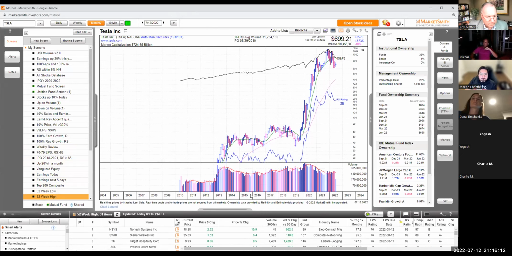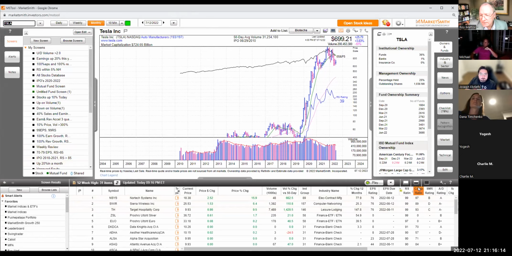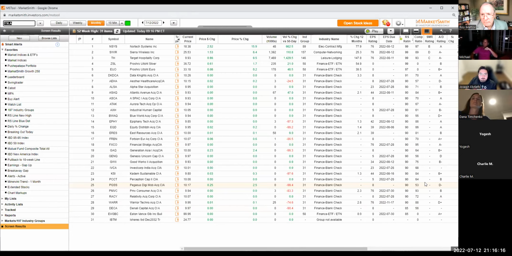Here is the 52-week high list today. I mean, look at these names. So these are the stocks. Now, this stock looks interesting. It's a tiny stock, SWIR. It's definitely a leader. But look at who these stocks are: Nortech Systems, Alpha Star Acquisition, Data Knights. Those are SPACs. This is just junk.